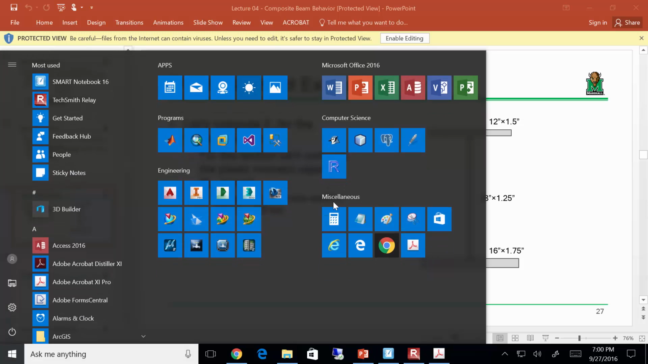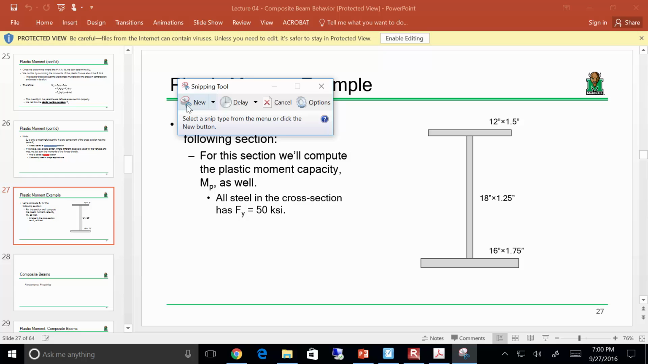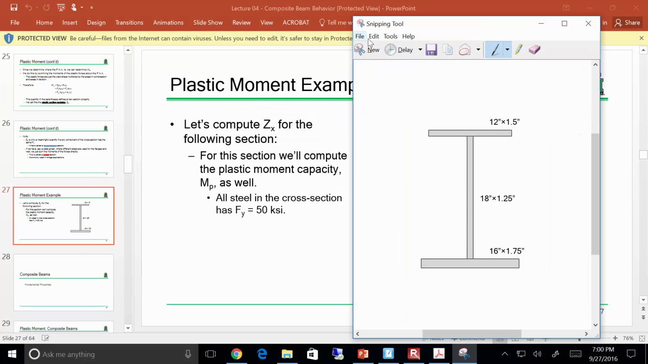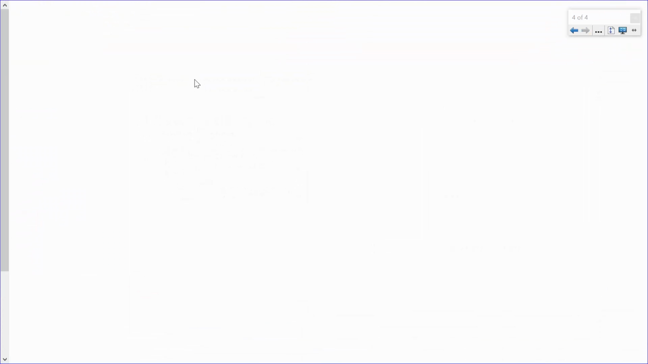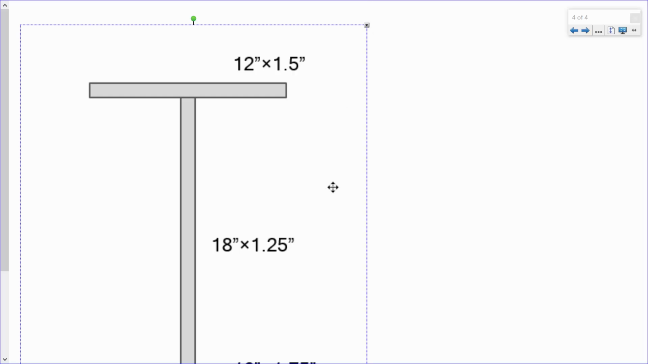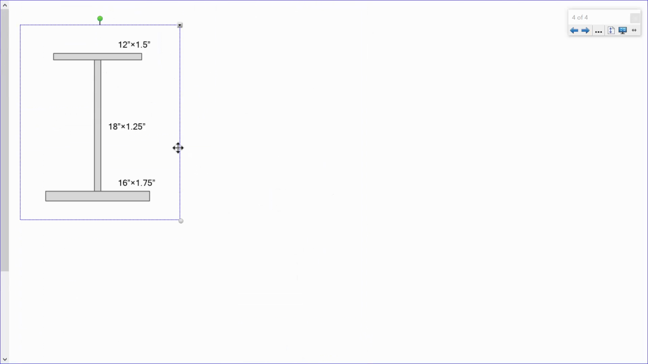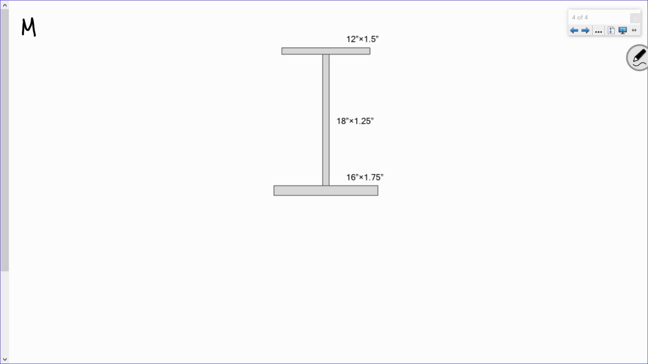Let me screen clip this because I'm lazy. Ooh, that is very big. Okay, all right. So we'll say MP example.